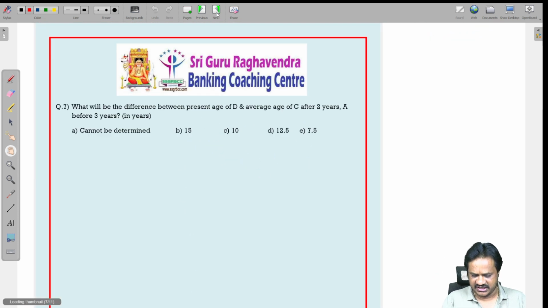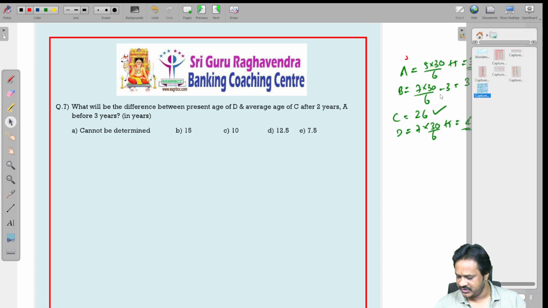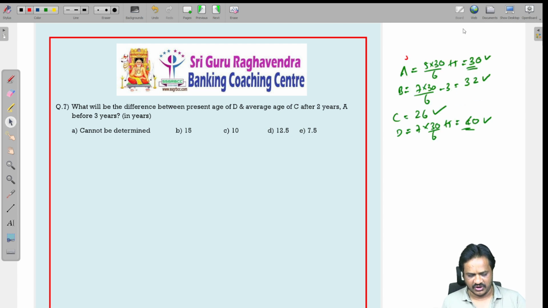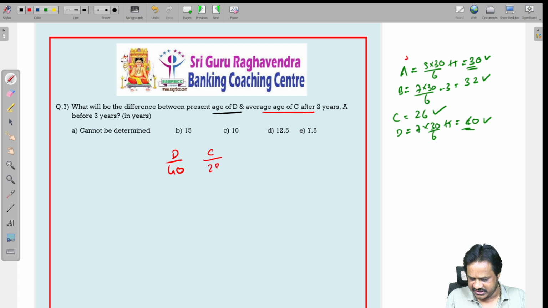Let us see the next question. What will be the difference between the present age of D and the average age of C after 2 years and A 3 years before? So, what is the present age of D? Present age of D is 40. C after 2 years is 28. A before 3 years is 27.